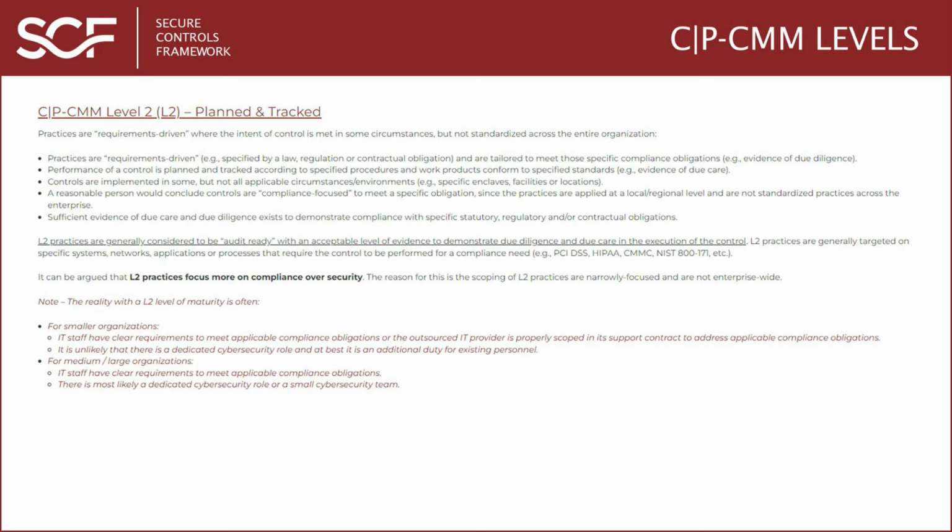Level 2 practices are generally considered to be audit-ready with an acceptable level of evidence to demonstrate due diligence and due care in the execution of the control. Level 2 practices are generally targeted on specific systems, networks, applications or processes that require the control to be performed for a compliance need, for example, PCI DSS, HIPAA, CMMC, NIST 800-171, etc. It can be argued that Level 2 practices focus more on compliance over security. The reason for this is the scoping of Level 2 practices are narrowly focused and are not enterprise-wide.